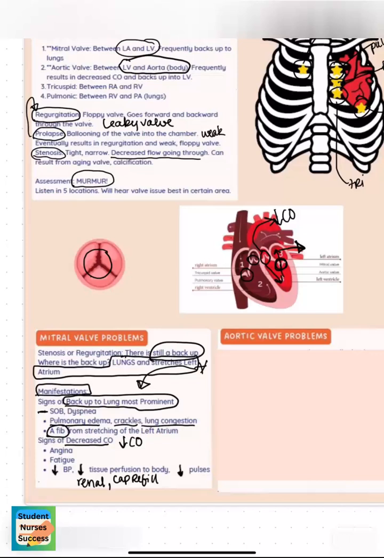But with mitral valve problems, I will say the biggest issue is the backup to the lungs. It is the most prominent symptom that you will see. That's our biggest problem.